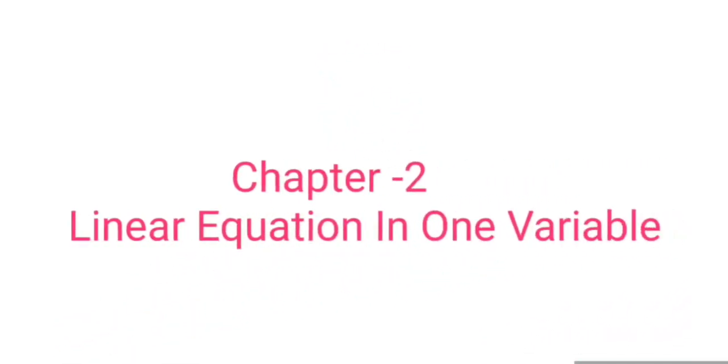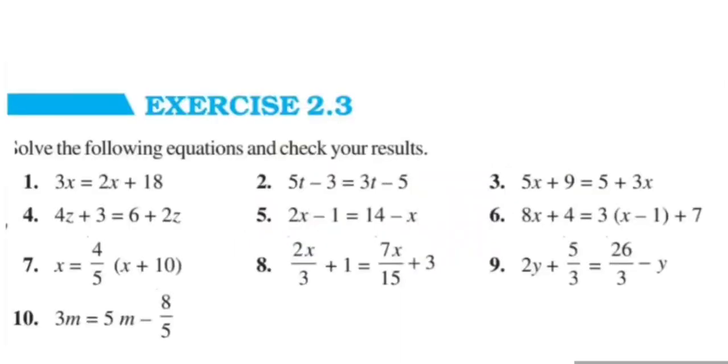Hello scholars, today we are going to continue our chapter number 2, linear equations in one variable, and today we will see exercise 2.3, solving equations having the variable on both sides. Means in this exercise, in all the questions, the variables are on both sides, left hand side and right hand side also. So let's see the first question.